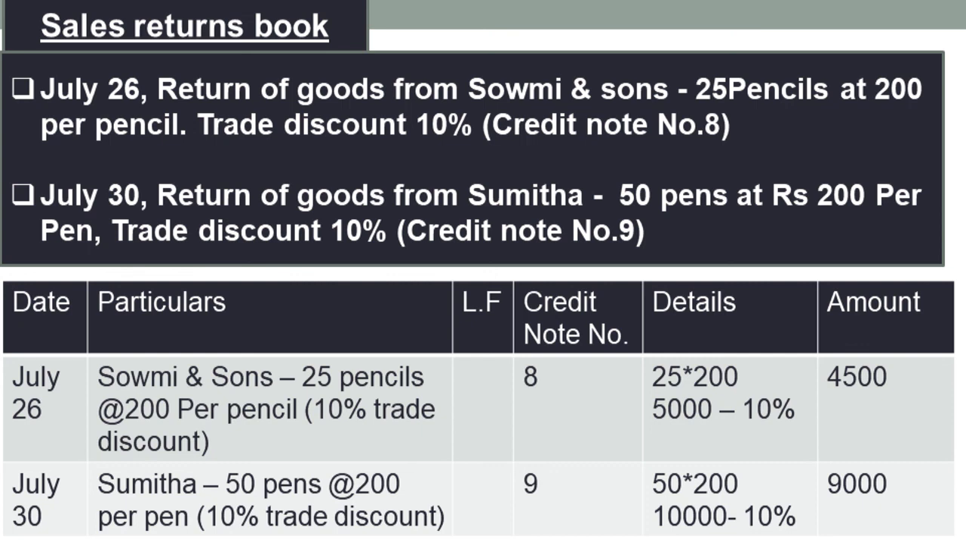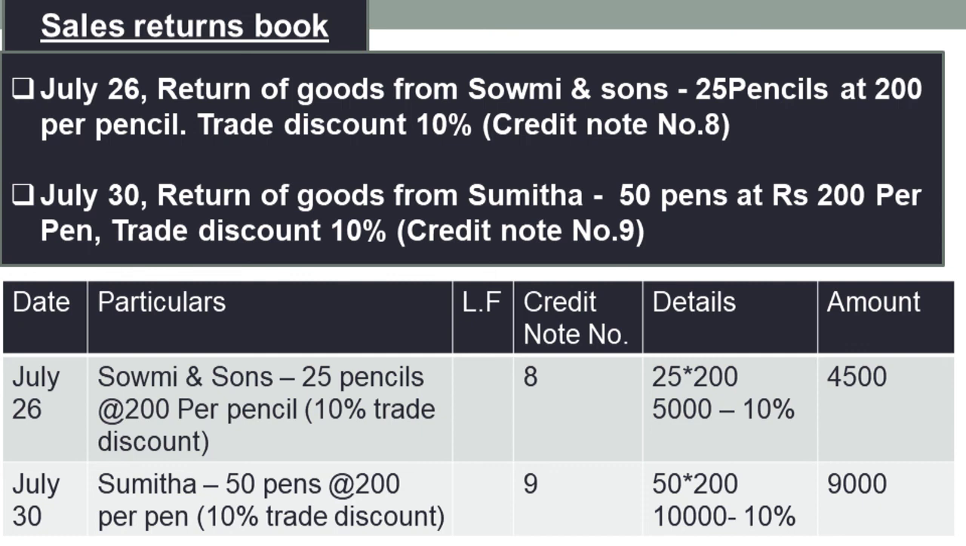For this transaction, we will mention the transaction date in the date column, that is July 30th, and in the particulars column, we will mention the customer's name along with the product quantity and price details and also the trade discount. In the credit note column, we will mention the credit note number, and in the details column, we will mention the calculations. Here, we have sold 50 pens at 200 per pen.